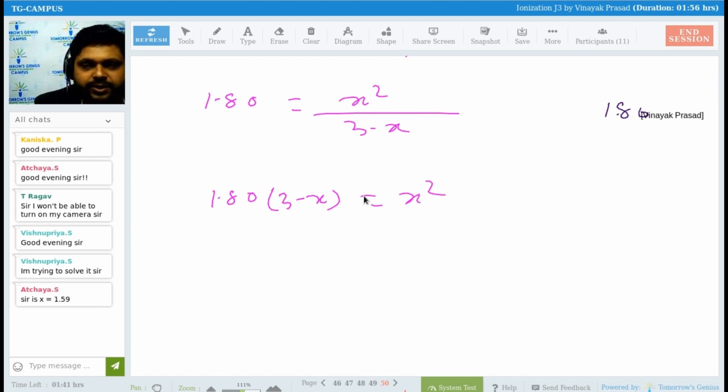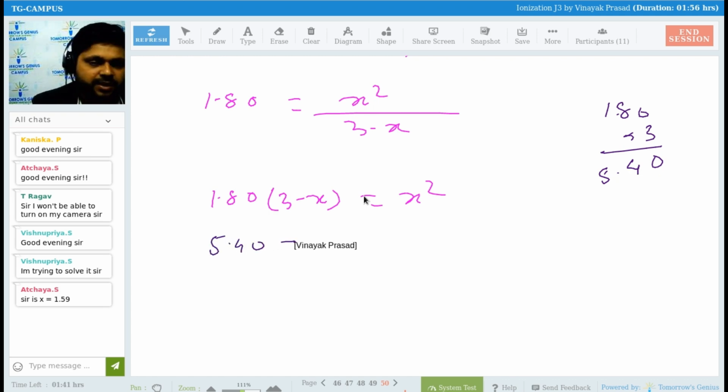1.80 into what, 3, 30, 8 3 is 54, 8 3 is 4, right? Yes, 24, and 3 1 is 3 plus 2, 5. So 5.40, right? So 5.40 minus 1.8 x, right, equals to what, x square, isn't it?